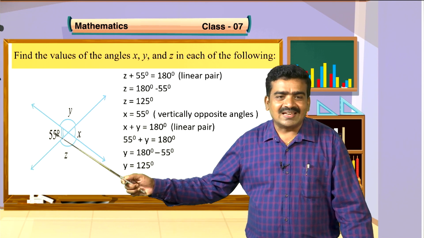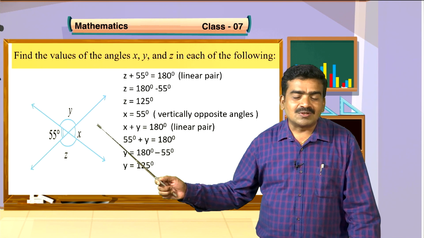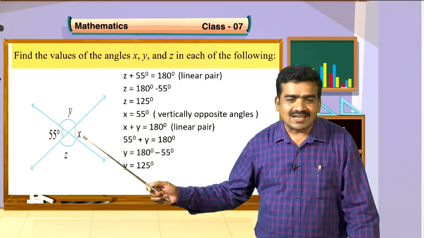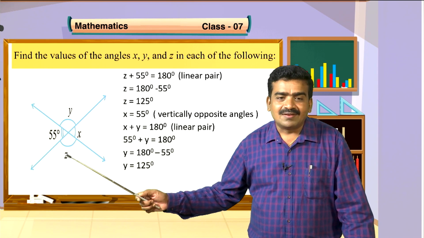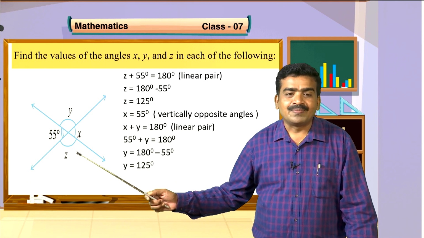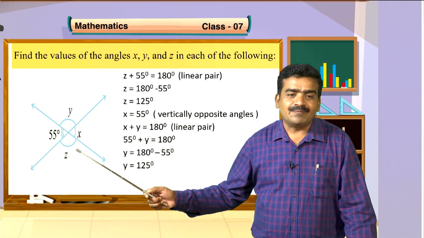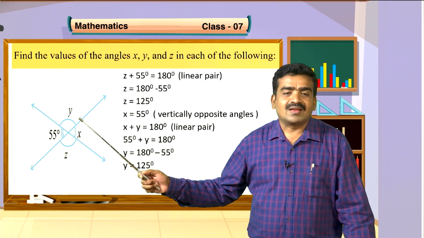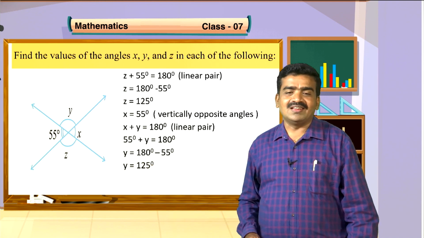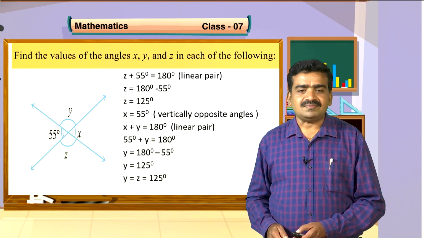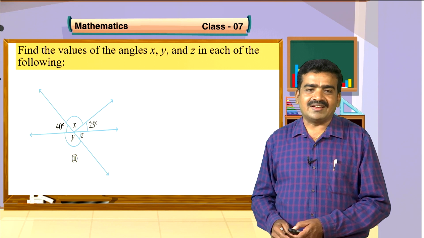Therefore, here in this case, the one angle given is 55 degrees. Just opposite to this, there will be a vertically opposite angle which measures 55 degrees, and we have got angle z by considering the linear pair. We have got the value for z as 125 degrees. So, therefore, what about y? It is also 125 degrees because these two are vertically opposite angles. Yes, angle y is equal to angle z is equal to 125 degrees.